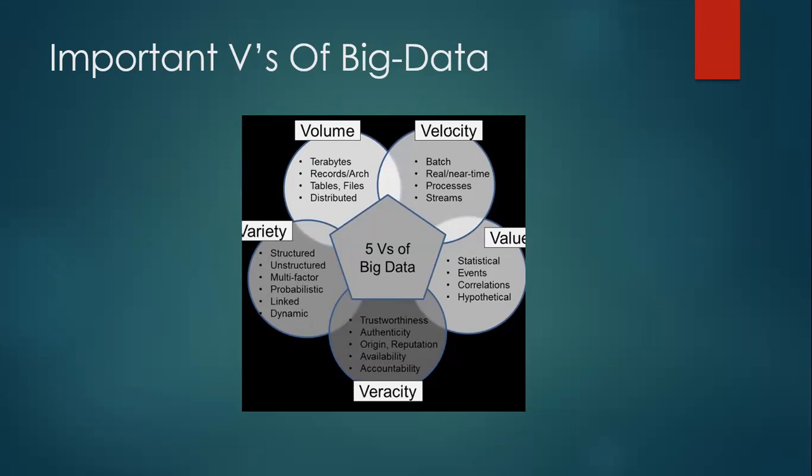Okay. Now, another thing is velocity. Velocity is the term which refers to the speed of generation of data. We have seen how, per minute, social media handles like Facebook are generating data. It means how fast data is generated and processed to meet demands determines the real potential in the data. Big data velocity deals with the speed at which data flows in from sources like business processes and application logs.